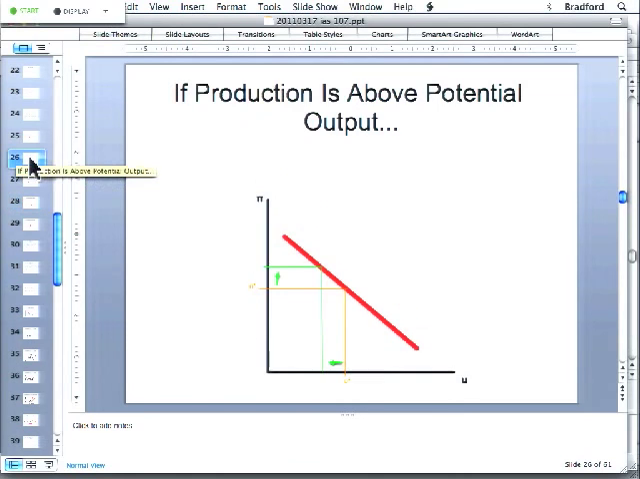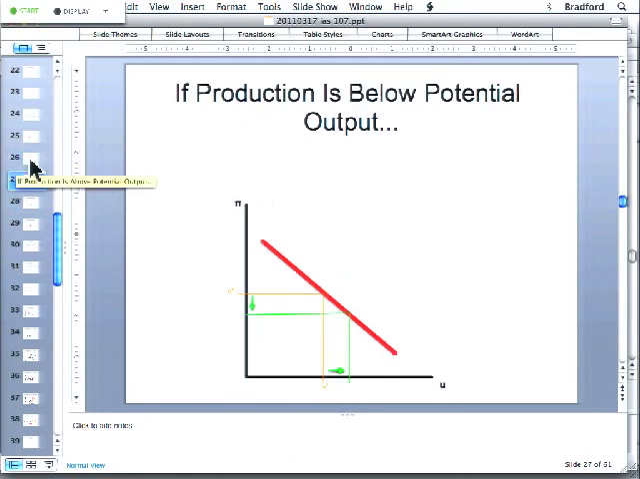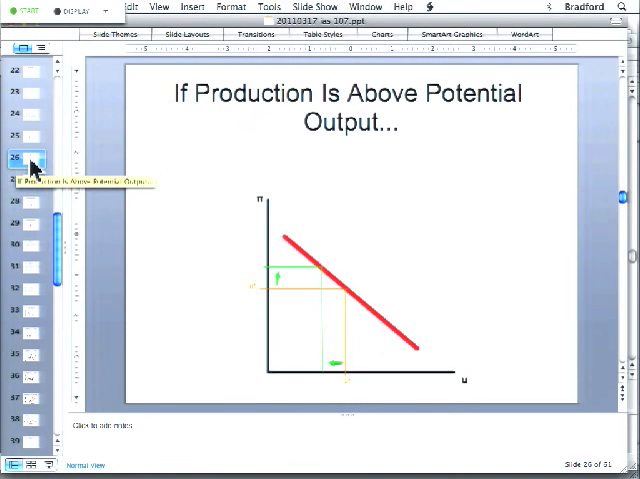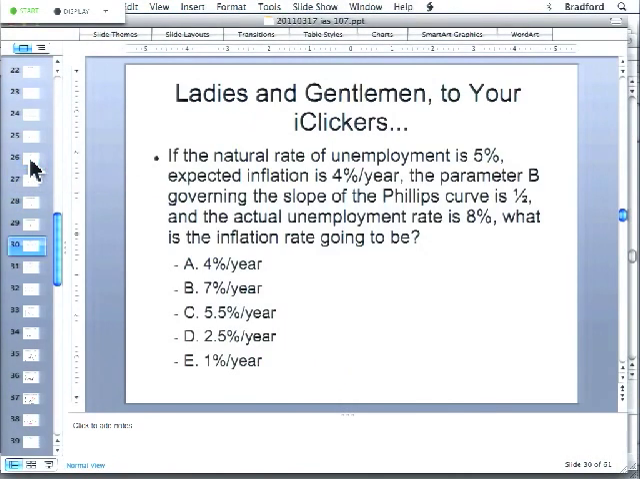What went wrong? Well, what went wrong with the majority answer is that when the actual unemployment rate is high, inflation is going to be lower than its expected value. That the Phillips curve slopes down and not up. That high unemployment goes with low inflation. Low unemployment goes with high inflation, not the reverse. The people doing C got that wrong.